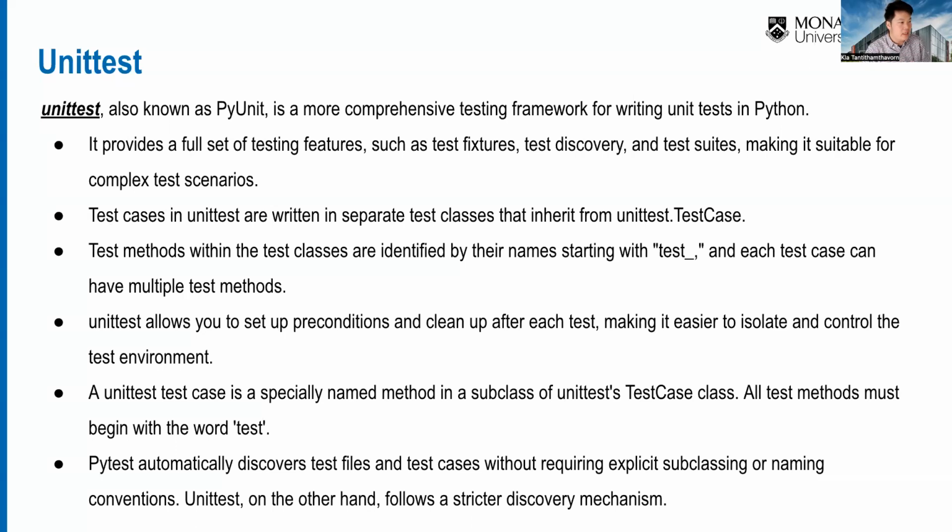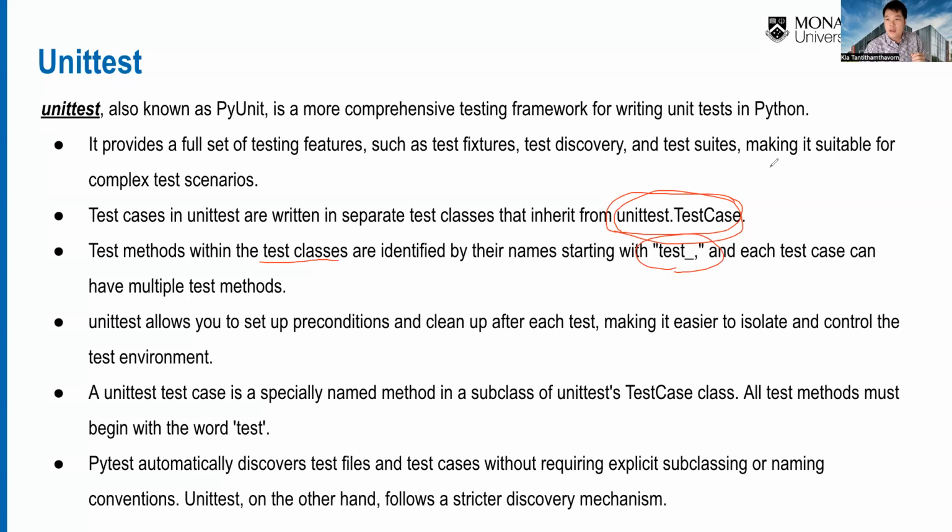To write a unit test, we need to inherit the TestCase class. Normally when we write a unit test, we import unittest and then create a class that inherits from unittest.TestCase. Then within the test class, we need to write method names that start with test. And each test case can have multiple test methods as well.